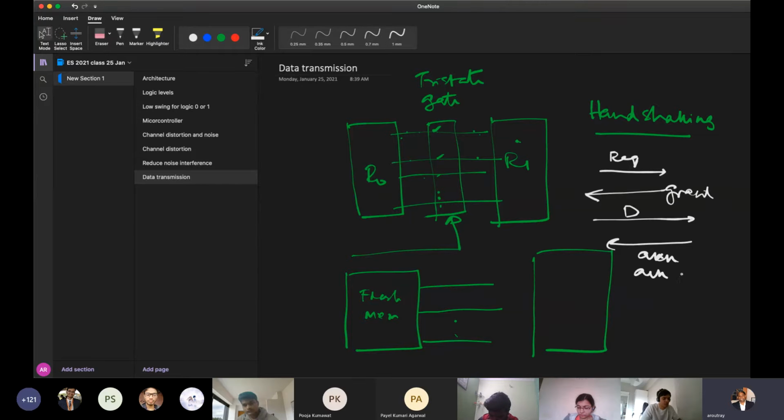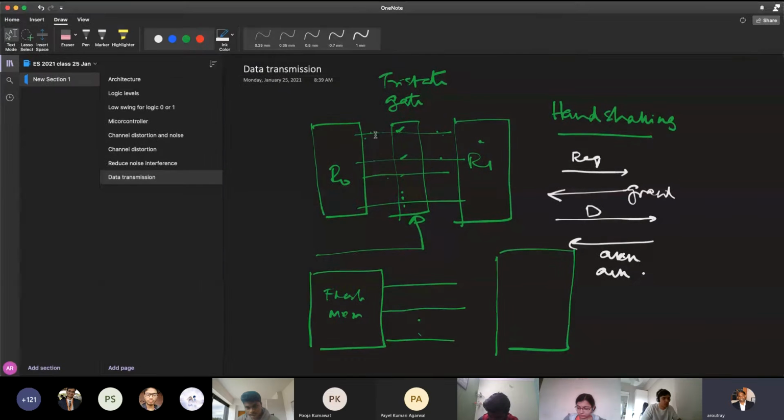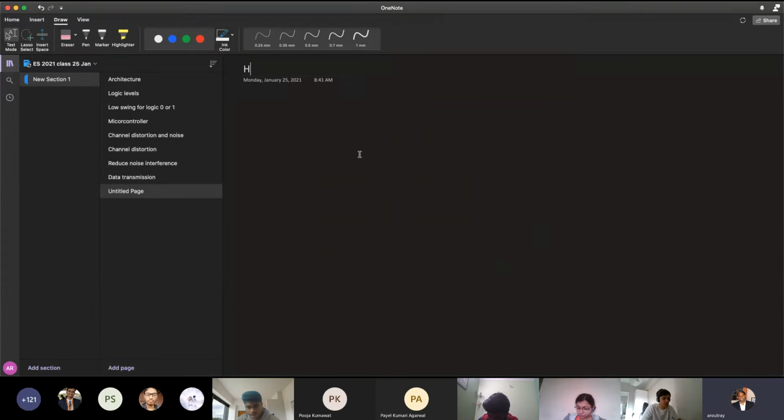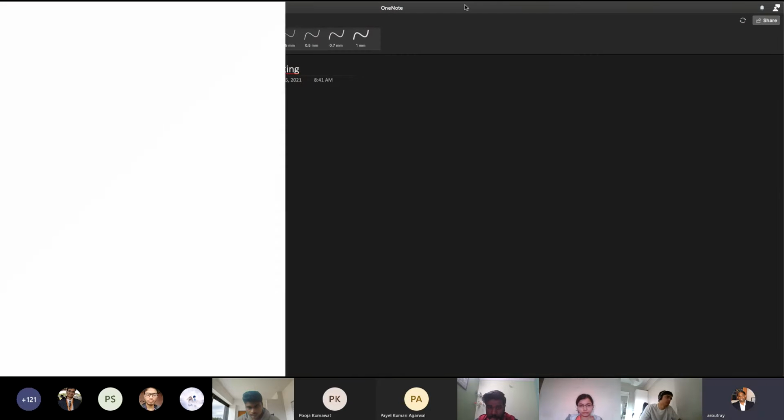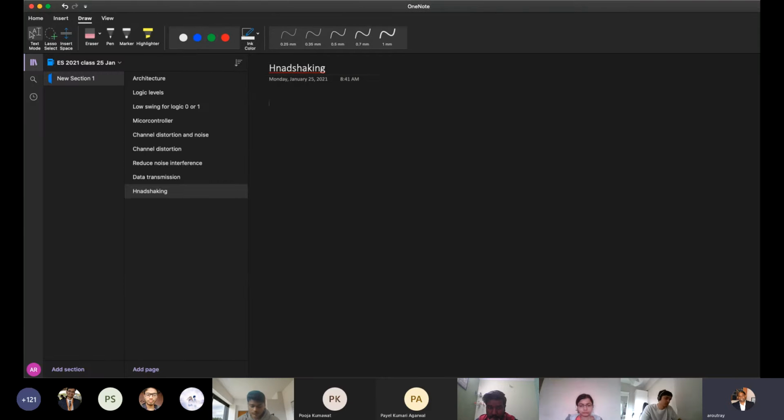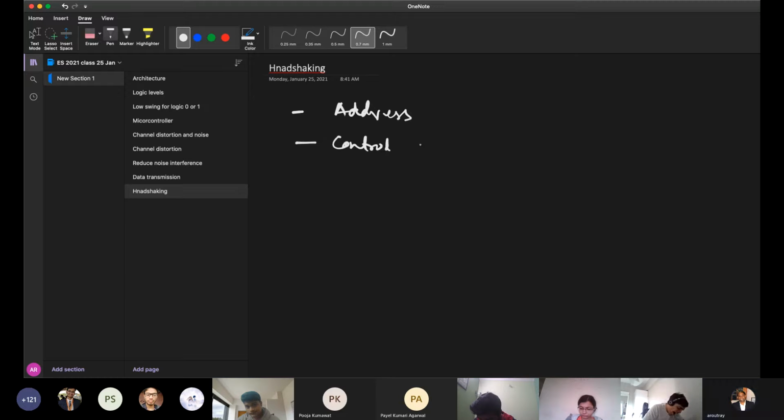So what are the different steps of handshaking data transmission? The first step is addressing. Step 1, address. That means the initiator which wants to read or write the data sends an address. Then there is control, which is called the ready or not-ready signal.